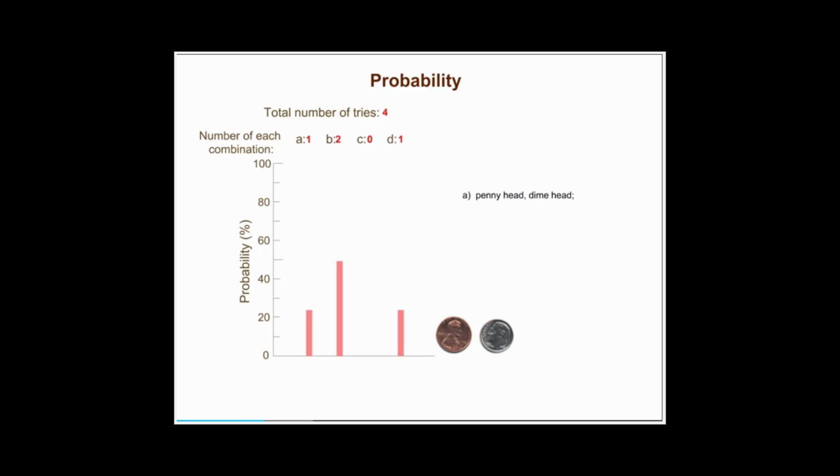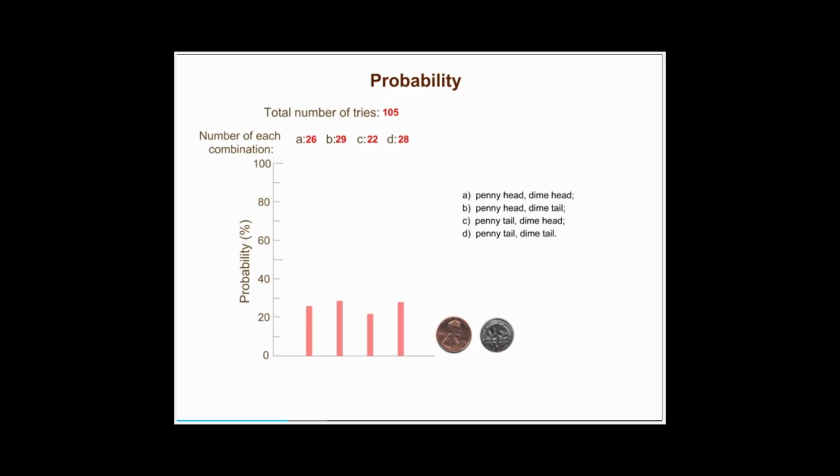A. Penny head, dime head. B. Penny head, dime tail. C. Penny tail, dime head. D. Penny tail, dime tail. As the total number of tosses increases, the frequency of each outcome approaches the predicted probability of 1/4.